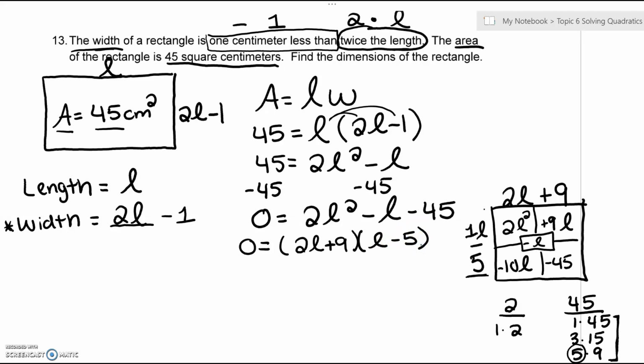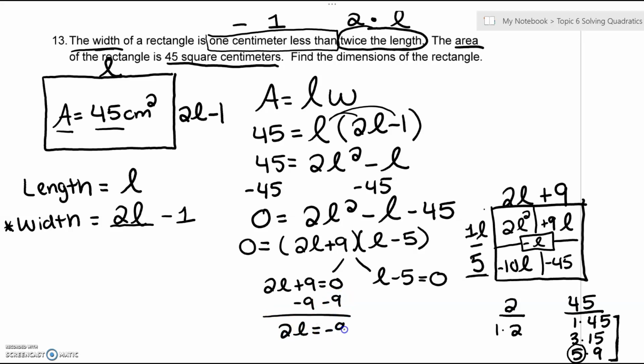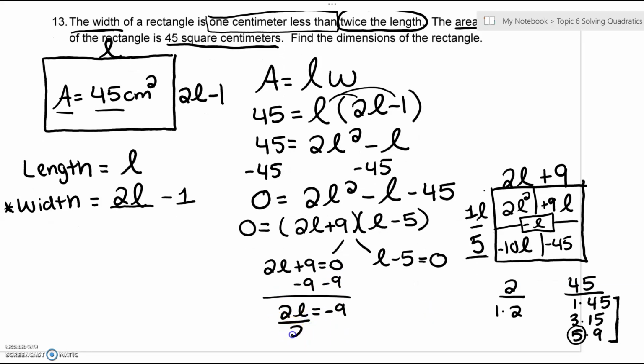Then we use the zero product property, which states that 2L plus 9 can equal 0, and L minus 5 can equal 0, and we just solve these. So to get L by itself in the first one, I have to start by subtracting 9 from both sides. So 2L is going to equal 0 minus 9, which is negative 9. And when we divide both sides by 2, I get that L equals negative 9 divided by 2, which is negative 4.5. And on the other side, to solve this, I have to move this negative 5 by adding 5 to both sides, which means that L will equal positive 5.